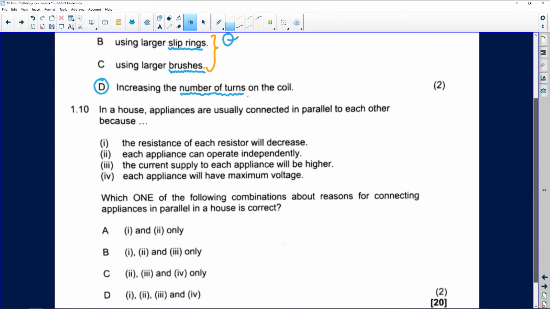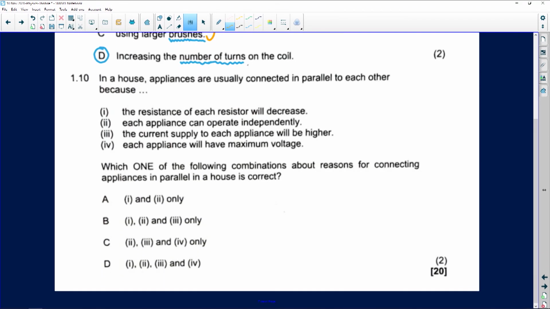Let's look at number 1.10. So in a house, appliances are usually connected in parallel to each other. Now, before I continue with this question, I want us to think about this actually logically. If you're in your house and you are sitting in the lounge and your father switches off the kitchen light, the lounge doesn't go off, right? The lounge light is still on. If your mother switches off the stove, nothing else goes off.